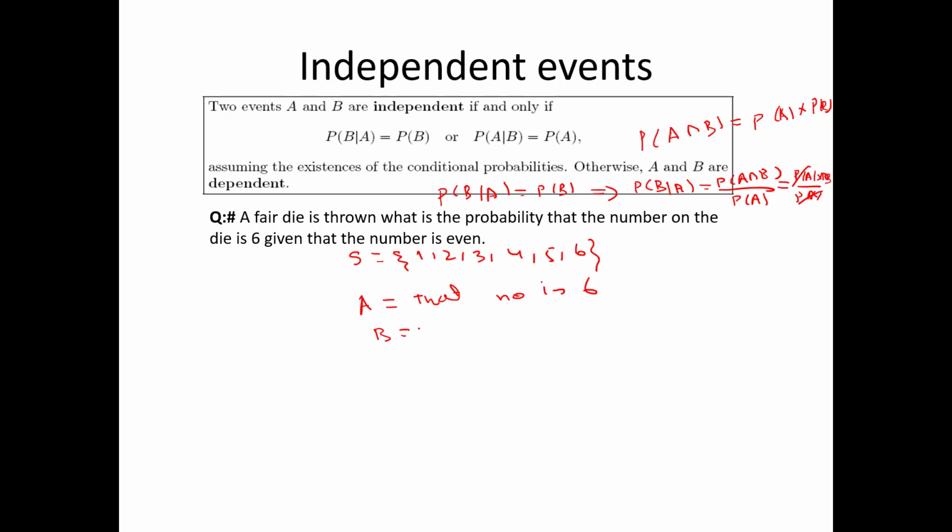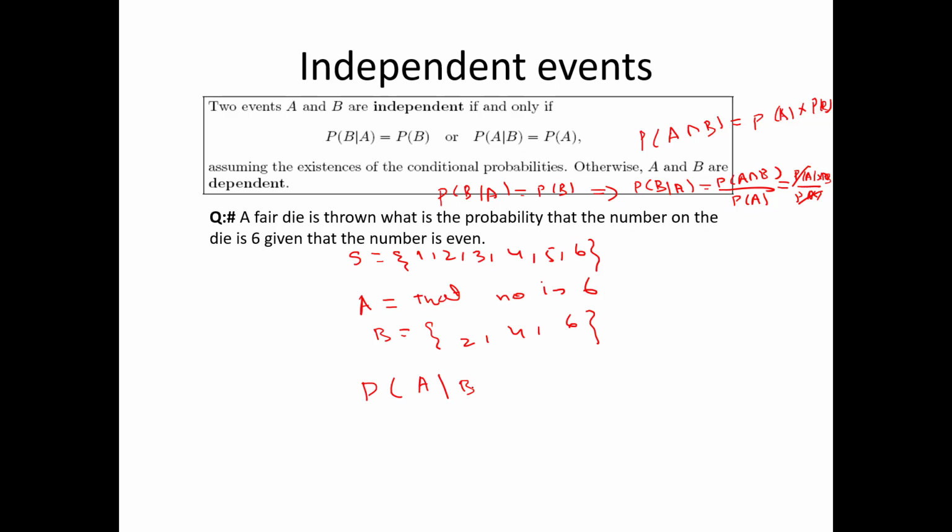So this is not a simple probability question. This is conditional probability, because in the question it is mentioned: what is the probability that the number on the die is 6, given that the number is even? So how many even numbers are there when you throw a die? We have 2, 4 and 6. These are 3 even numbers. So now the question is, what is the probability that the number on the die is 6 (A), given that the number is even (B)?